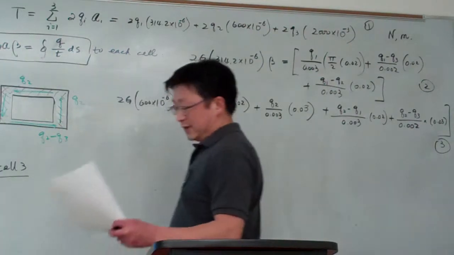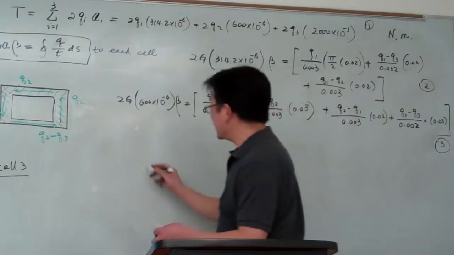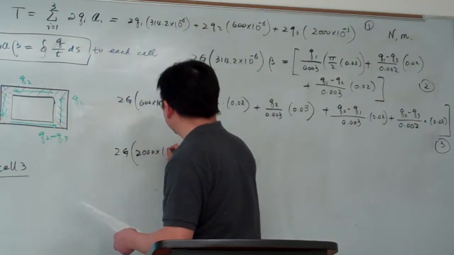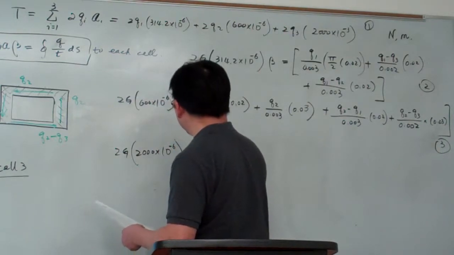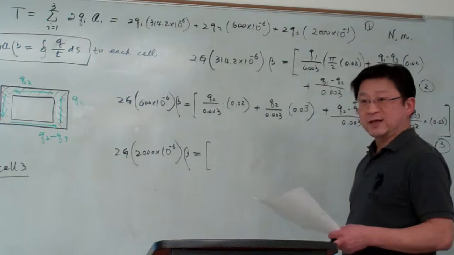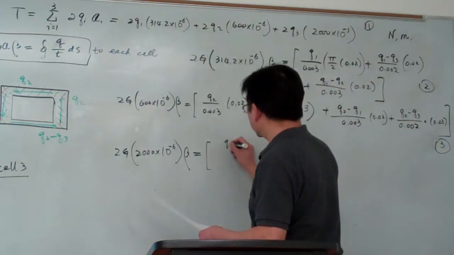For the cell 3, you can repeat the same thing. Let me directly write it down here. So that's 2G times 2000 times 10 to the minus 6 beta. And this I leave for your exercise. I directly write it down on the line here. Okay, so Q2.